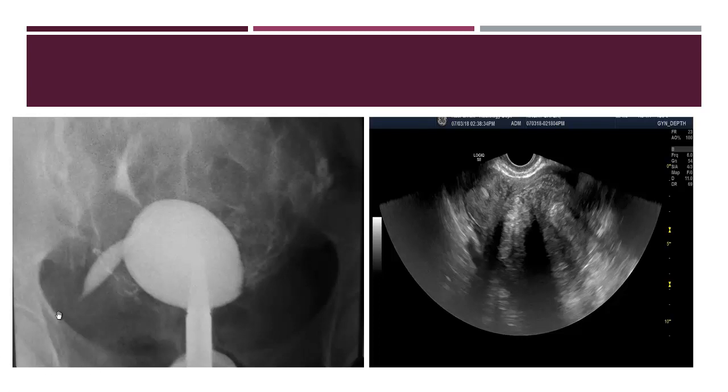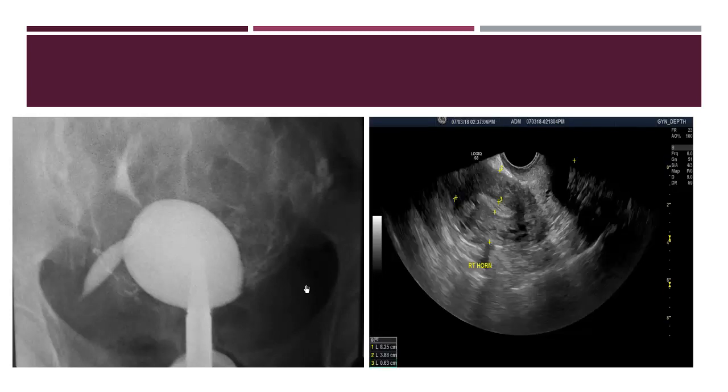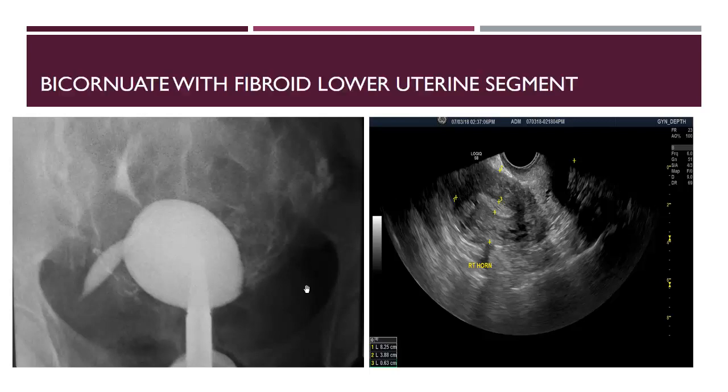Also, when you find an abnormal appearance, you have to take a lateral film or oblique film. It will give you an impression of what this is. You will find that there is something compressing the uterus from the other side. So then we have a bicornuate uterus, but we have a large fibroid displacing the cervix like this one. This is the right horn of the uterus. So we have bicornuate with fibroid in the lower uterine segment.